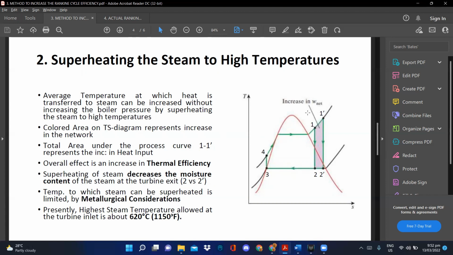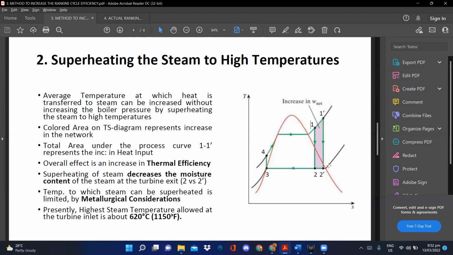As you can observe in this diagram, we have the original diagram, which is 4 to 1, 1 to 2, 2 to 3, 3 to 4. By increasing the temperature at the superheated region, your initial point 1 becomes 1 prime. So we increase the temperature, we increase the heat in this region. Therefore, an increase in temperature will increase the pressure as well.